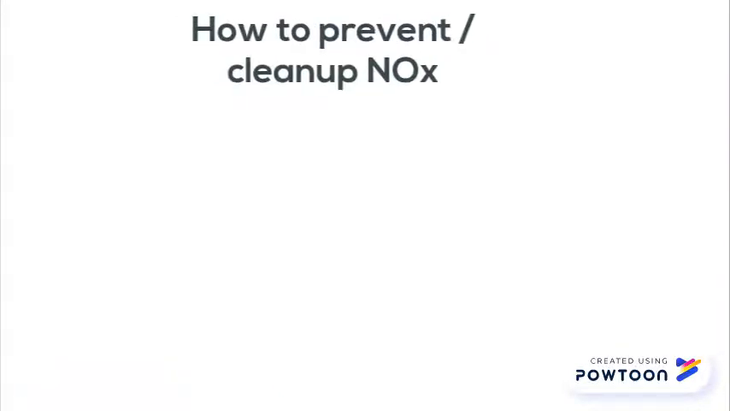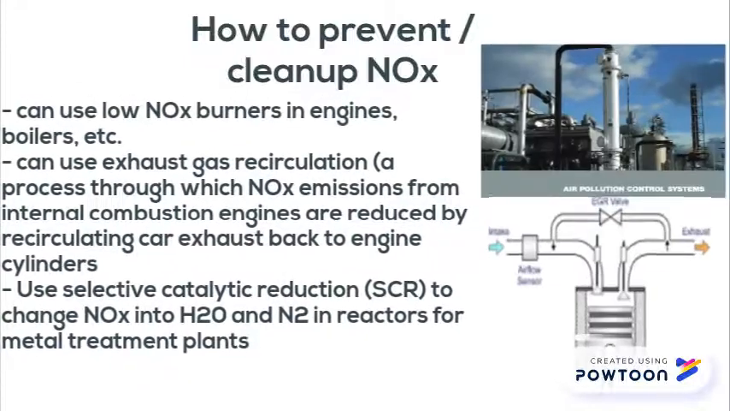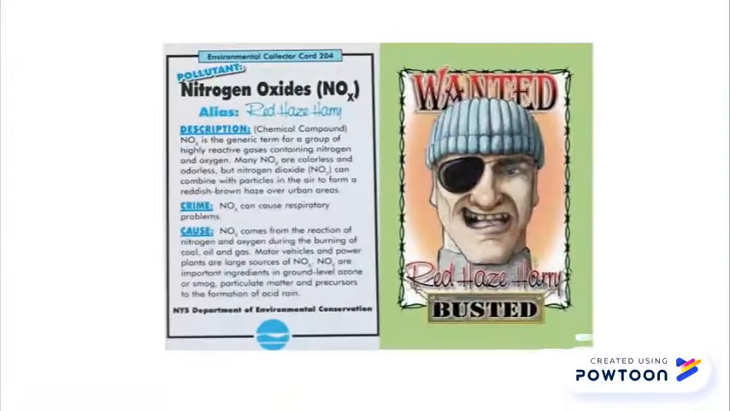Many people as well as organizations are also using low nitrogen oxide burners in their engines and boilers, as well as using exhaust gas recirculation in internal combustion engines to reduce their nitrogen oxide. For all these reasons, nitrogen oxides, while very low in comparison to a lot of other harmful pollutants, are a very important issue that we should take care of.